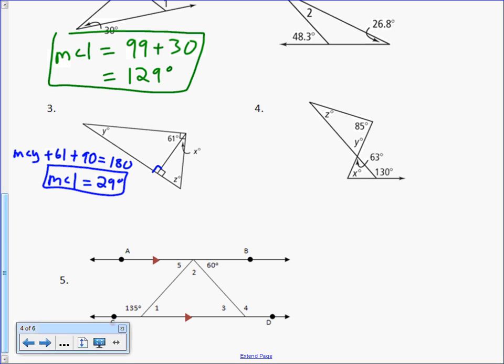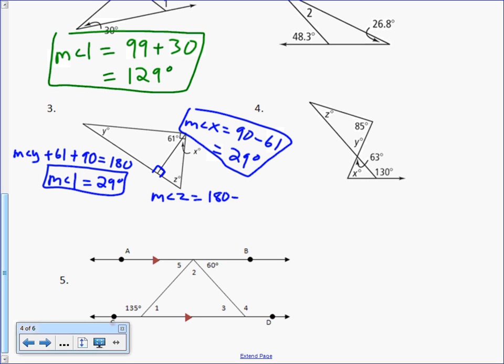All right. Looks like we could do the measure of angle x too. If this is a right angle there, the measure of angle x would be equal to 90 minus 61. That's also equal to 29 degrees. Interesting. Then we just have to do z. So if x is 29, and this is a right angle, then the measure of angle z equals 180 minus 90 minus 29. And that one will also be 61 degrees. Very interesting how that works out.